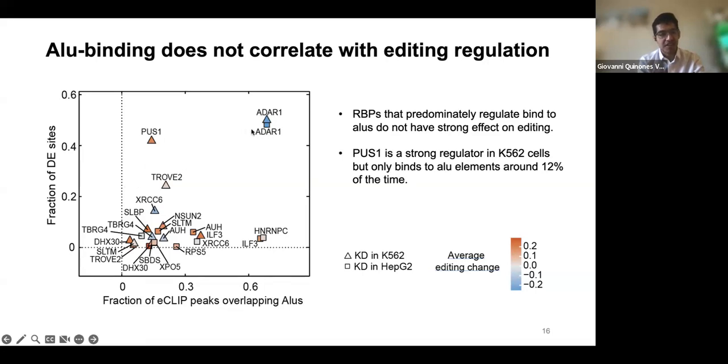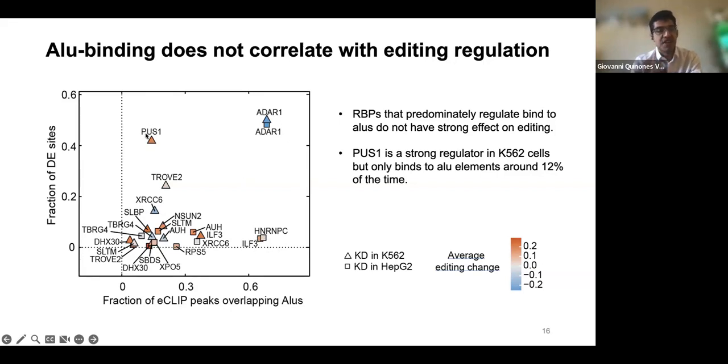You see that ADAR, all the way up here in the top right corner, has a high fraction of binding sites overlapping Alus, and a high fraction of sites that are differentially edited upon knockdown. But we don't really observe an overall pattern in the set of Alu-binding RBPs in our data set. We do observe that some RBPs that overlap Alus very frequently have a smaller effect on overall RNA editing levels.